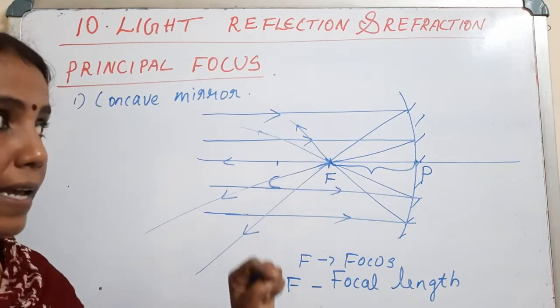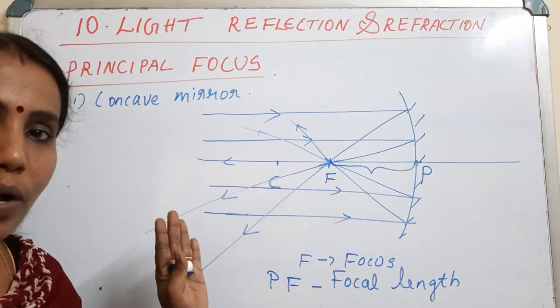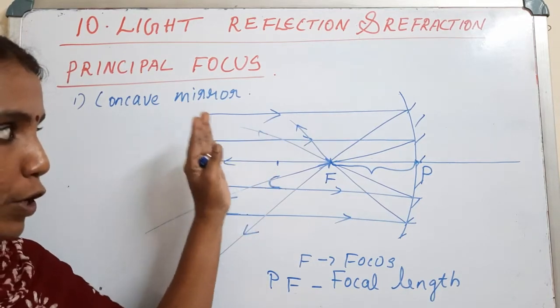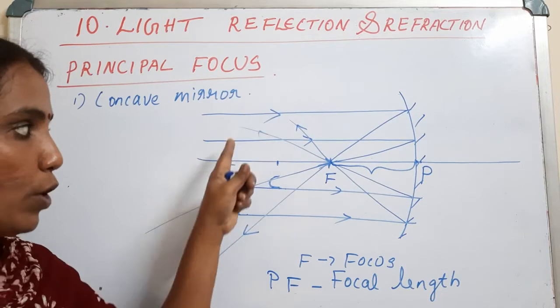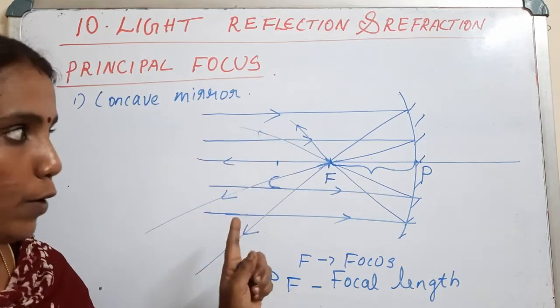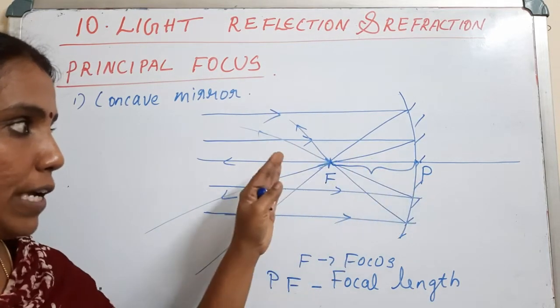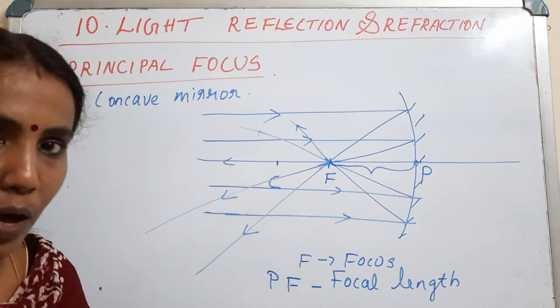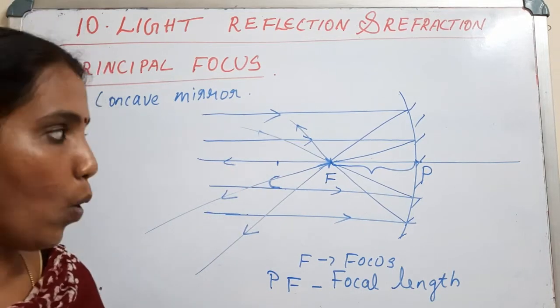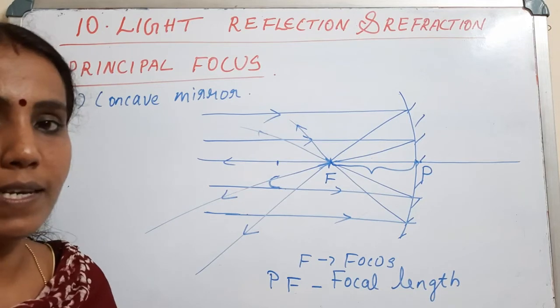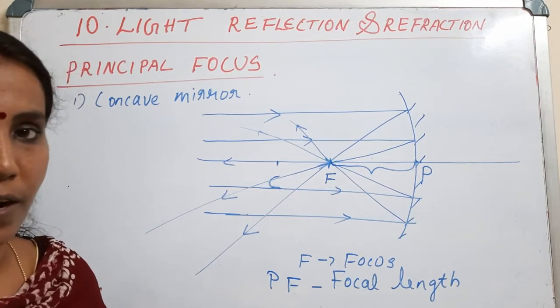So drawing the ray diagram is very important, showing the focus. Whenever you draw the ray diagram, don't forget to put the arrow mark. Arrow marks are very important. The points P, C and F you have to mark. P stands for pole, F stands for focus, C stands for center of curvature.